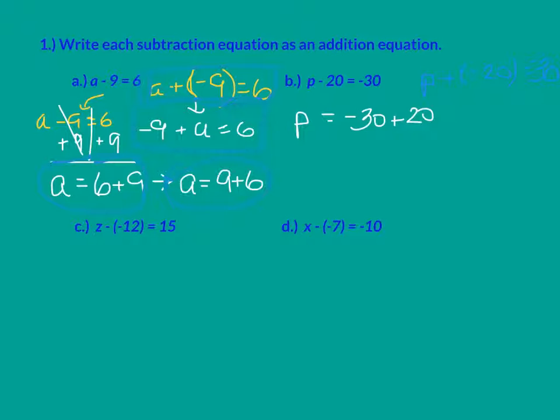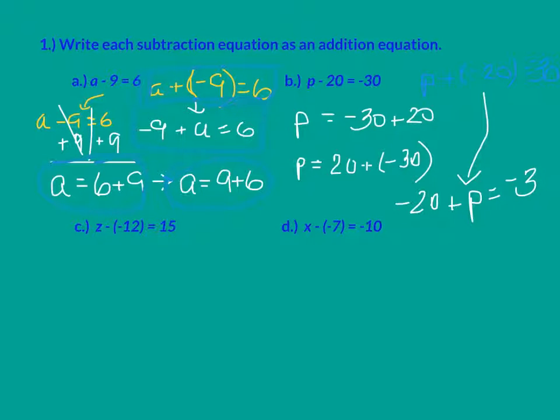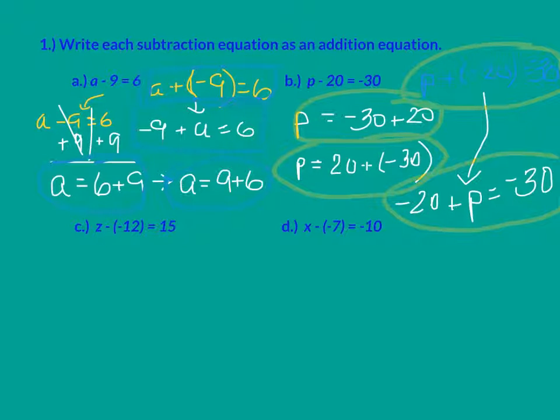Keep my equation balanced. I'm going to switch that around. I would have P equals 20 plus negative 30. This one here, if I switch this one around, I'm just going to drop it down to make sure I have enough room to write, would be negative 20 plus P equals negative 30. One, two, three, 4 different ways to write that one. Moving right on to C.